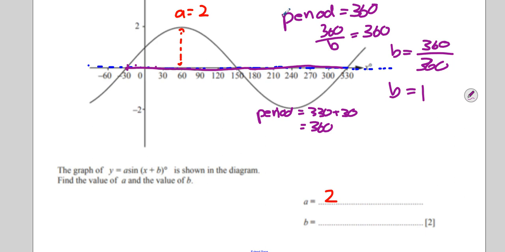How do we work out what the C is? Or actually they're calling it B this time, the horizontal shift. I'll just call it C, but we'll put it in the equation as B.